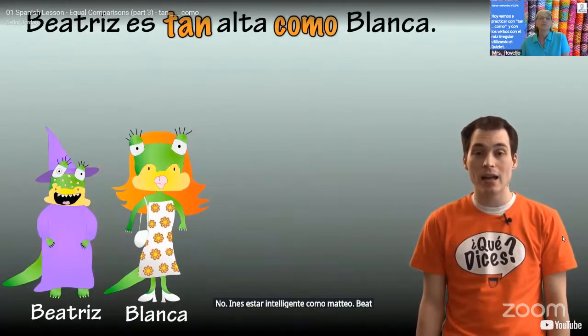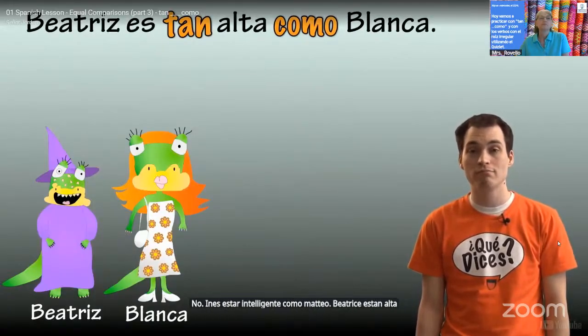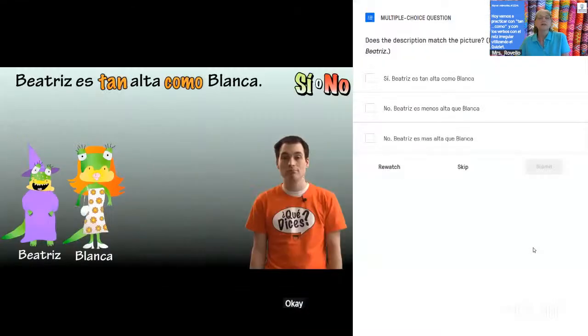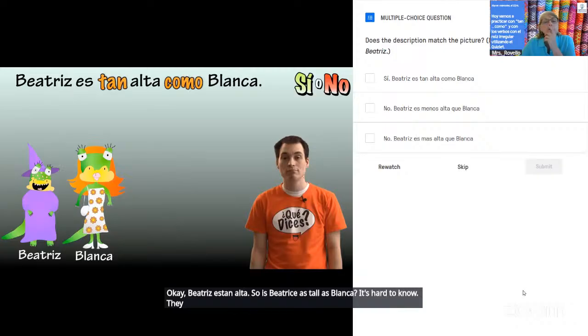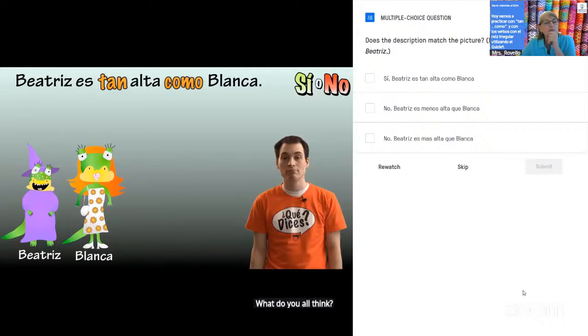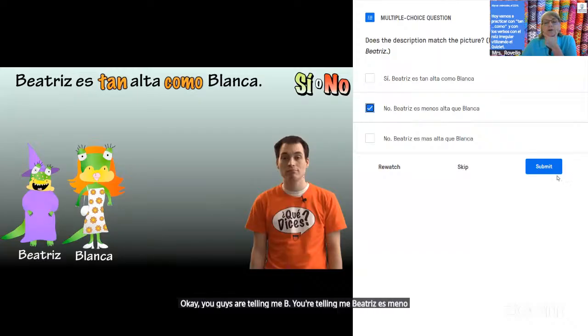Beatriz es tan alta como Blanca. Okay, Beatriz es tan alta. So is Beatrice as tall as Blanca? It's hard to know. They got these hats and stuff on. What do you all think? Beatriz es tan alta? Okay, you guys are telling me B. You're telling me Beatriz es menos alta, that she's shorter. Well, let's see.